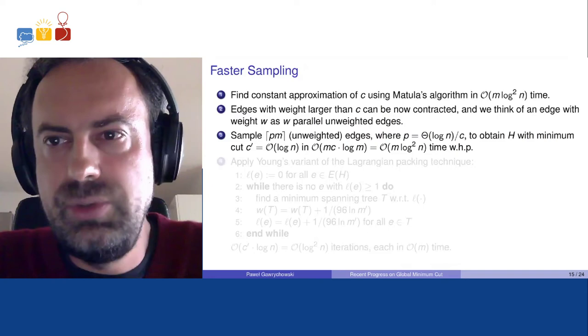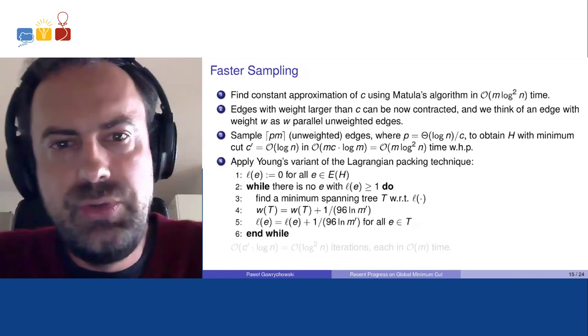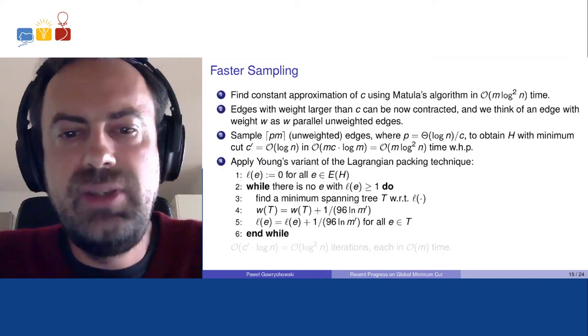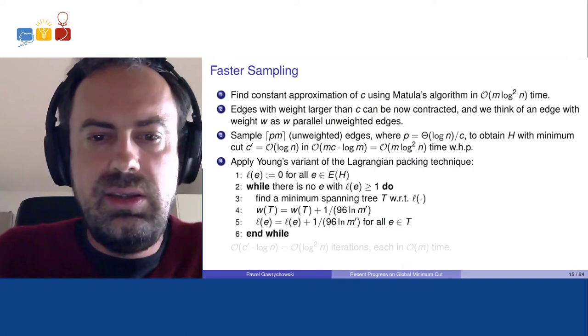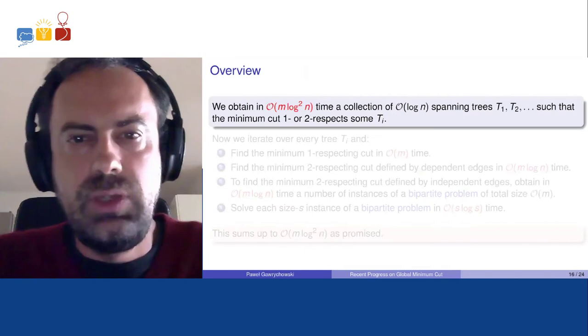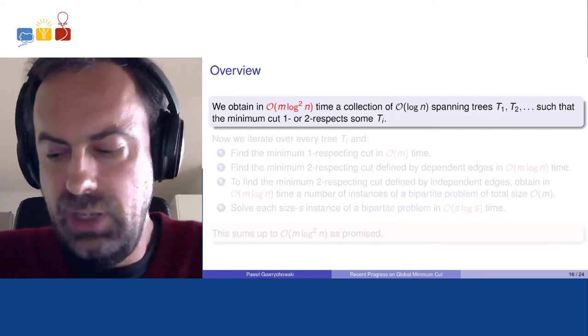This random sampling needs to be implemented efficiently, so it's also again a bit annoying. And then to find the tree packing, we use this Lagrangian packing technique. It's technical to explain, but there is a bunch of iterations, and in each iteration you need to find the minimum spanning tree. So it's not hard to implement actually. And the number of iterations is log squared n. In each of them we use linear time minimum spanning tree. So overall it's m log squared n. Okay, and now we have a bunch of trees. We have log n trees. It took us m log squared n time to get there. And we know that the minimum cut one or two respects one of those trees.